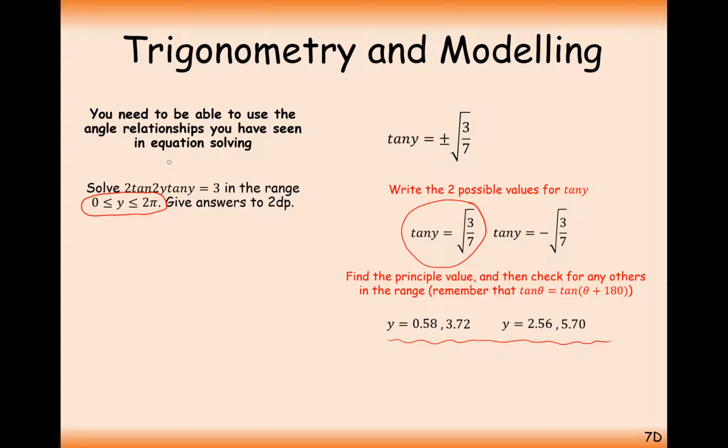Okay, so basically whenever you have a different multiple of your trig angle, you've got to use a double angle rule to help get rid of that. You can only really solve trig equations if you've got the same multiple on the angle.